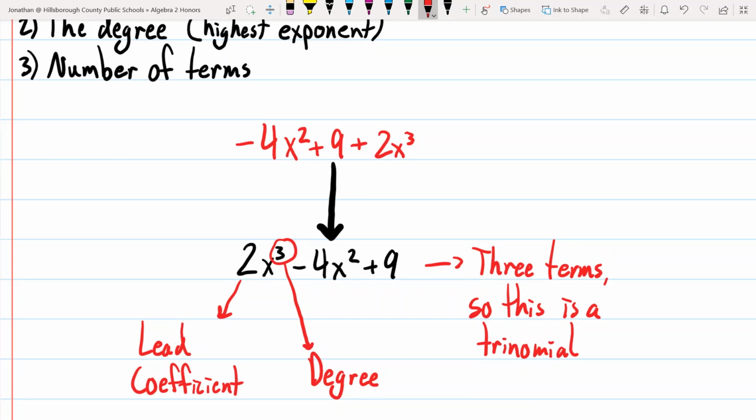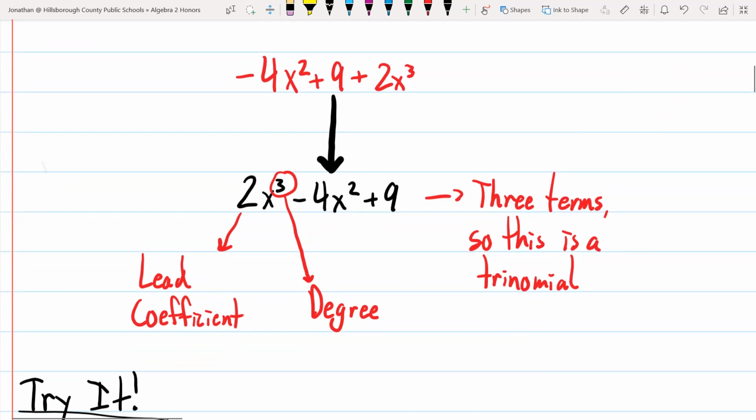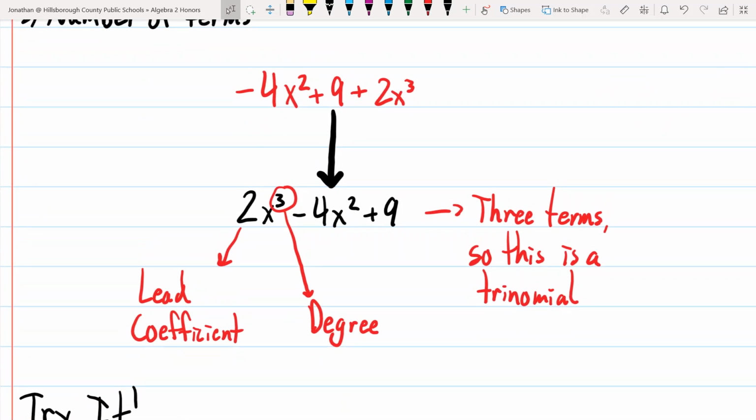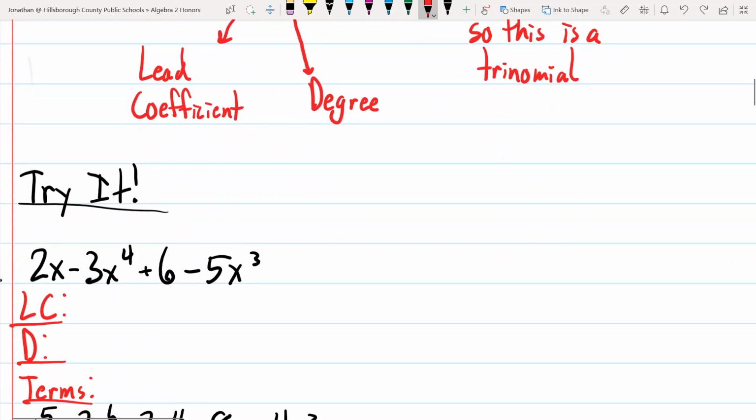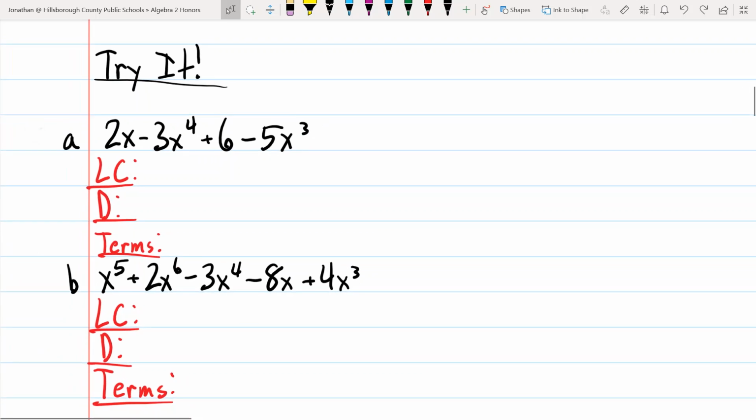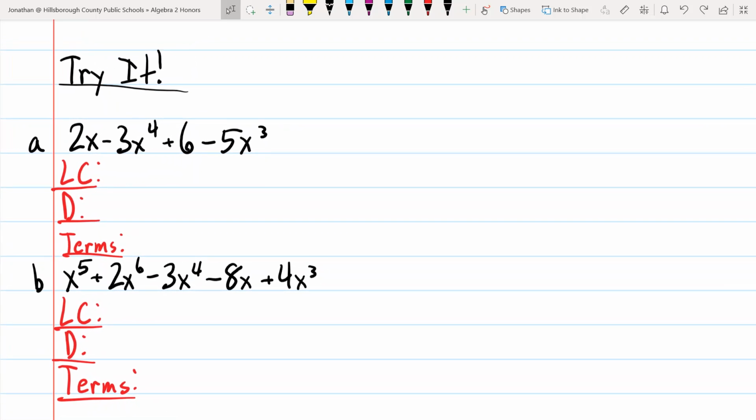worry about that part. So after you put your polynomial in standard form, you go through and identify your lead coefficient, in this case 2, your degree is 3, and this has 3 terms. That one you're always able to tell just by looking at it, but always put it in standard form first. So go ahead and pause the video. These are your try it questions. And when you unpause it, I'll start filling in my answers.